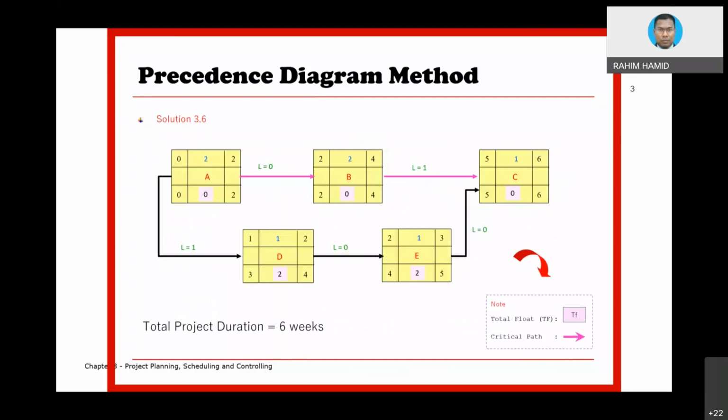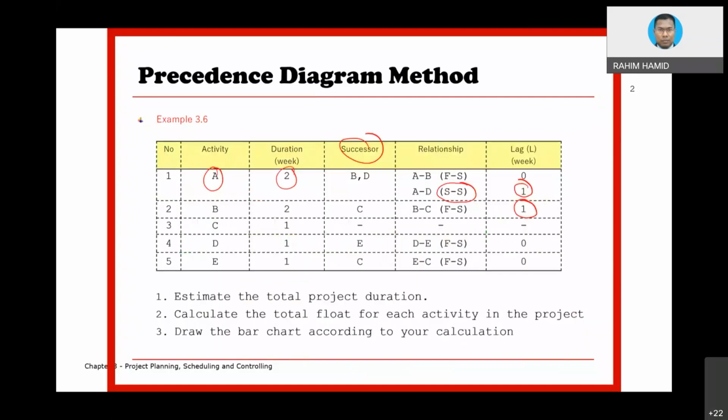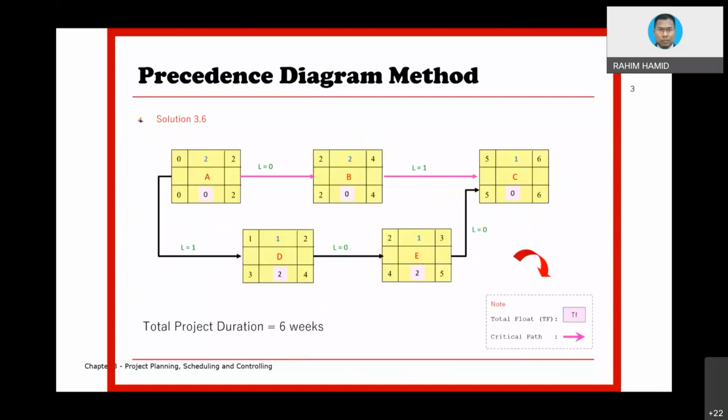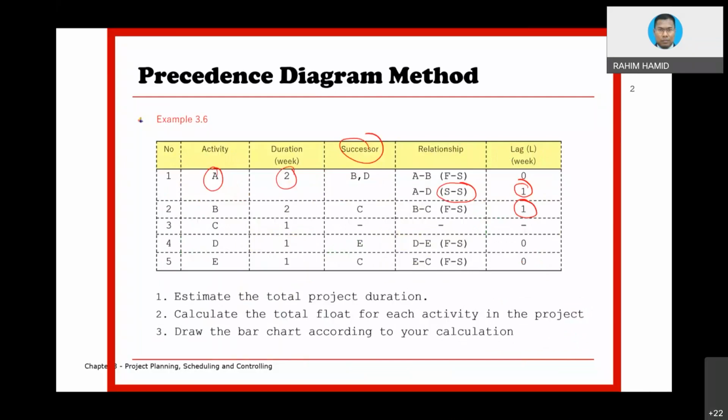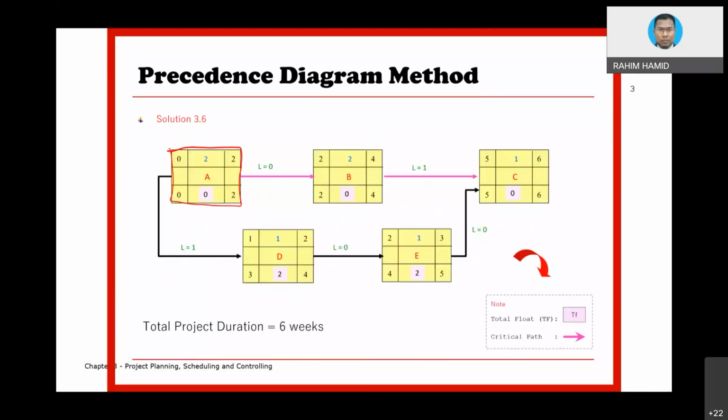Okay, we start with the A. A, you draw one box, and then go down the list B. So okay, it uses basically successor. So successor after A is B and D. Then we can draw. After A, you draw B, and then you draw D.